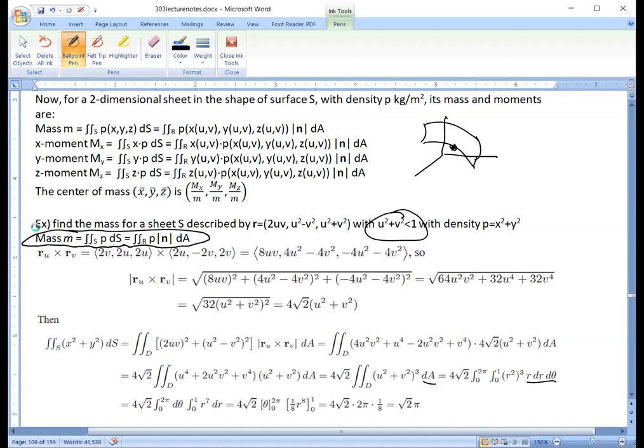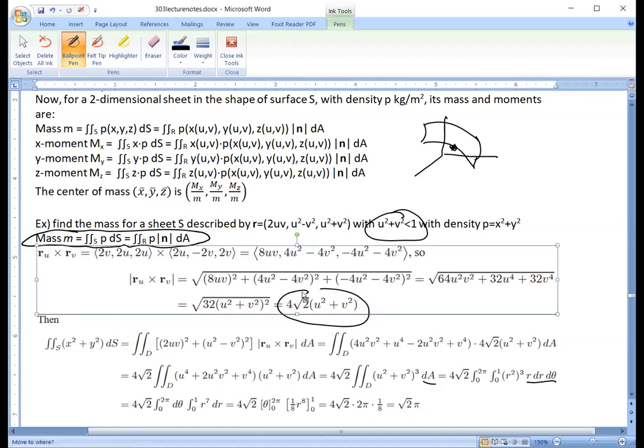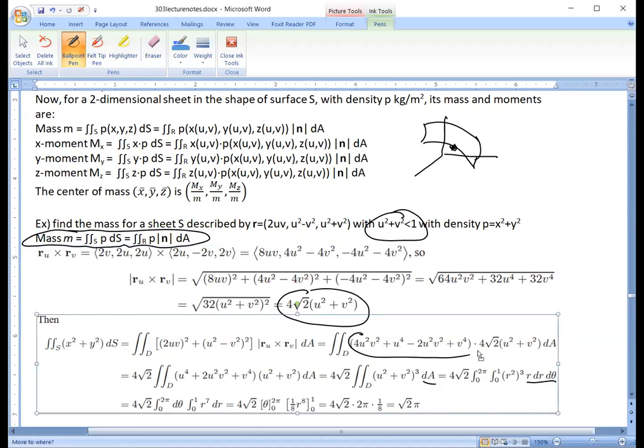So then you need to calculate the normal vector and take its magnitude, and then you'll need to set up your dA, and you also need to parametrize your density function. So the magnitude of the normal vector wound up being this, and rewriting the density function was just this. So there's rewriting the density function in u and v. Here is the magnitude of the normal vector, and then dA.